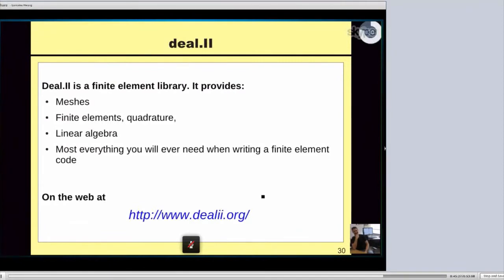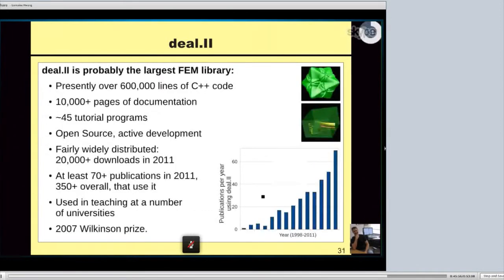And so deal.II is a package that provides essentially the meshes you need for finite elements, the finite element shape functions and quadrature, the linear algebra. So we have our own linear algebra, but we can also interface to both PETSc and Trilinos, for example, for parallel computations. And it provides practically every tool that you will ever need when you write finite element codes. It's on the web at dealii.org. And so let me briefly run you through the kind of features that we have.